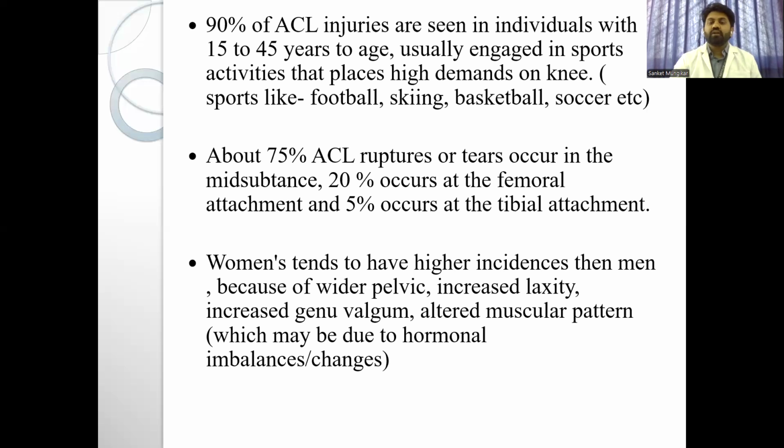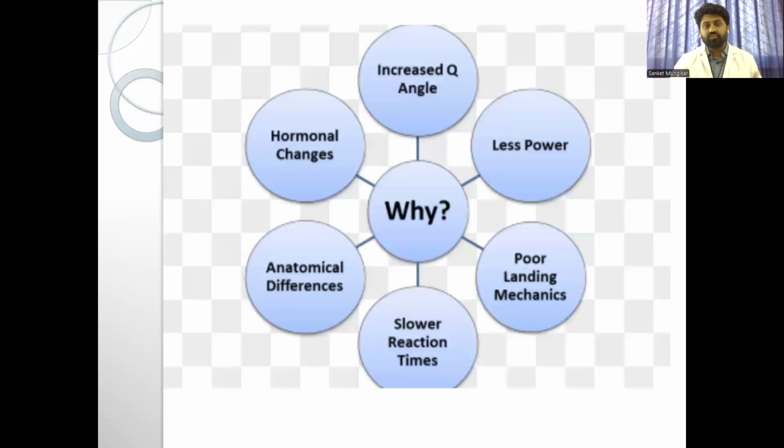Women tend to have a higher incidence than men because of a wider pelvis, increased laxity, increased genu valgum, and altered muscle patterns, which may be due to hormonal changes. So we'll see why. First is the increased Q angle, which may directly impact the knee joint and the ACL. Less power and poor landing mechanics in sports play a vital role in this injury. Slow reaction time sometimes also leads to a sudden jerk and ACL injury. Anatomical differences in a few people lead to this type of problem, and hormonal changes in females can lead to ACL injury.